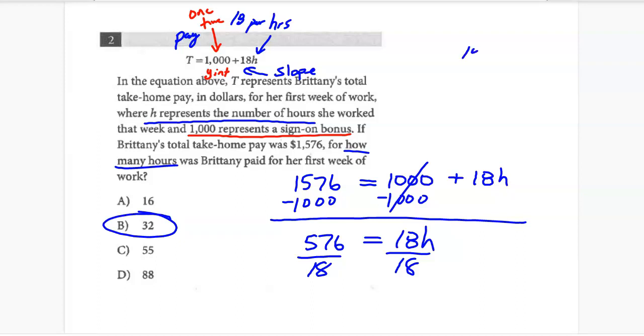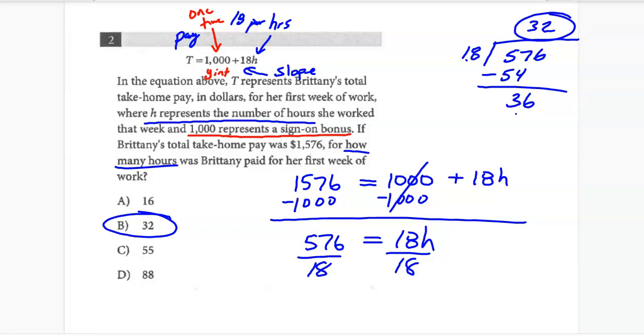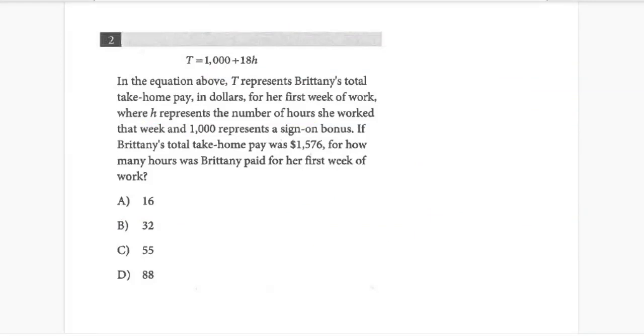Now, if you need a little long division refresher, you could do it this way. 18 goes into 57 3 times, which would be 54. Then subtract, and you get 3, bring down the 6. 18 goes into 36 2 times for your final answer there. Another way you could do it, if your algebra is pretty weak, is you could scratch all that and just start plugging in answers for T until you ended up getting 1576. That's just another option there.